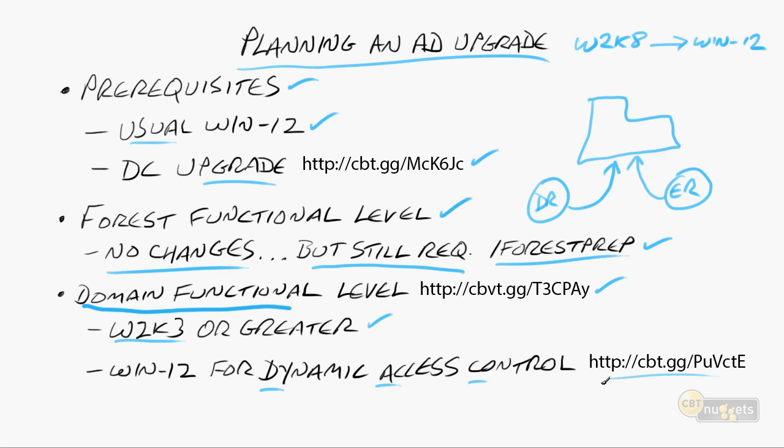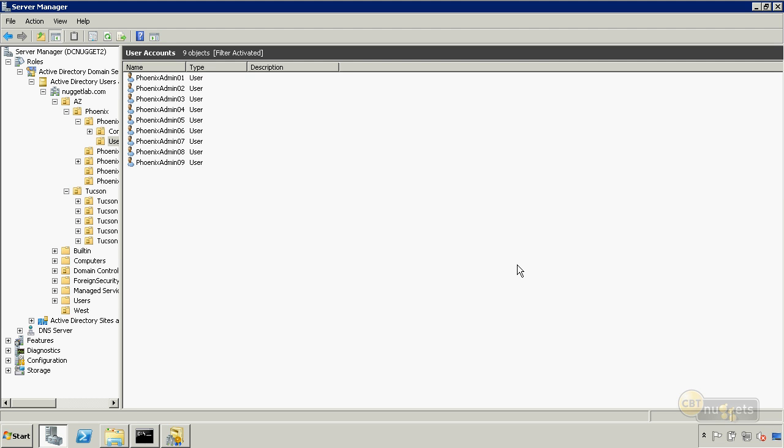So that's just a little bit about what we get here with Dynamic Access Control, and it's a pretty cool feature. Now here you can see I'm on a Windows Server 2008 domain controller, and I've already created a lot of organizational units and users, and I really need to retain all of these when I do my upgrade.